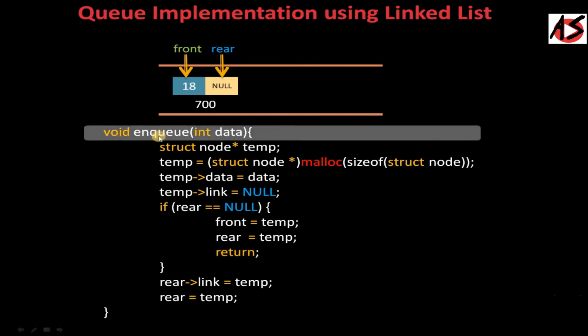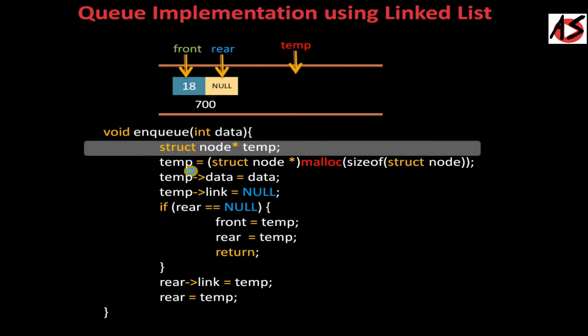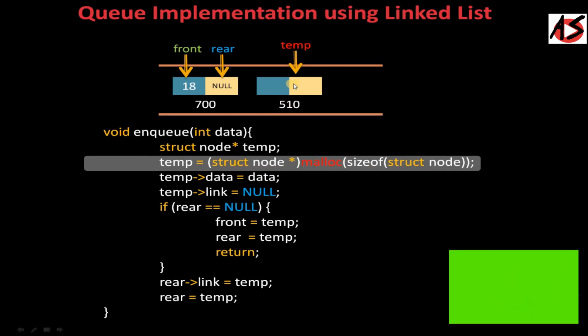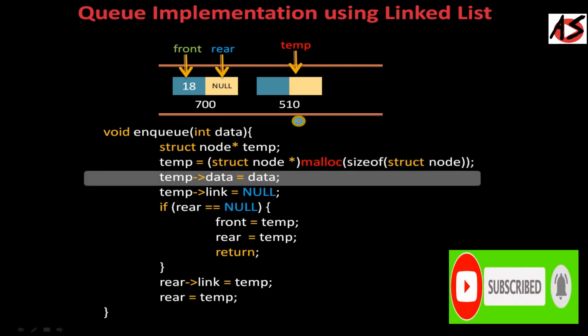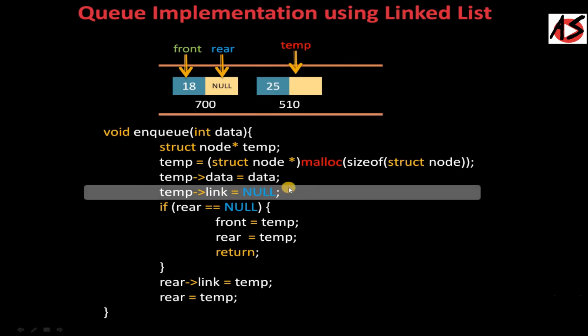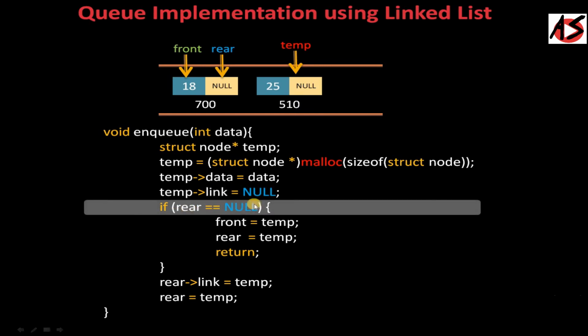Now if you want to insert one more element, you call the enqueue function again, take the temporary variable, and allocate the memory. Here memory address 510 is allocated for the new node. Then you set your data part, say here it is 25, and set the link part as null. Then check the condition rear is equal to null. Here rear is pointing to 700, so it is not null, so the condition is false.